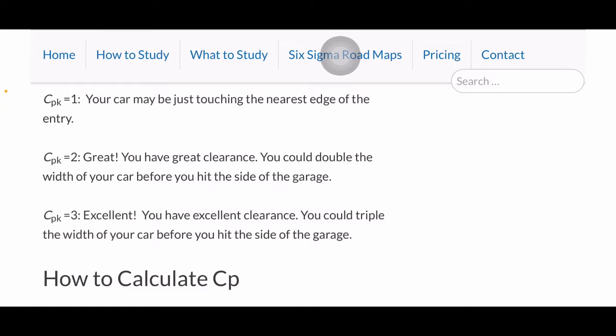CpK 3: excellent, you have excellent clearance. Wow, that came out weird. You have triple the width of your car before you hit the side of the garage.